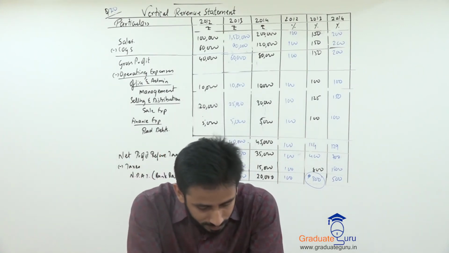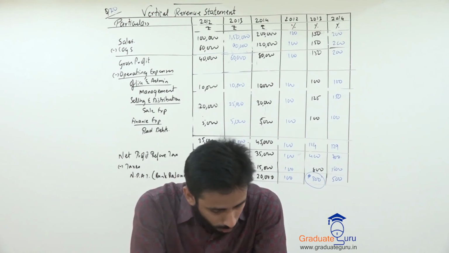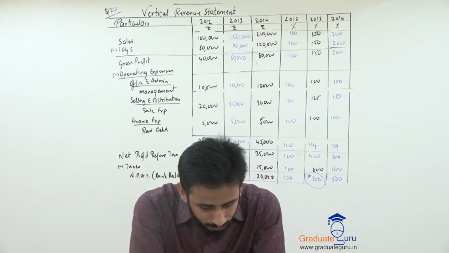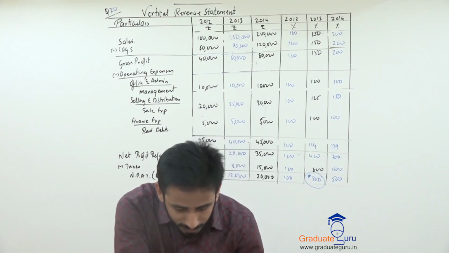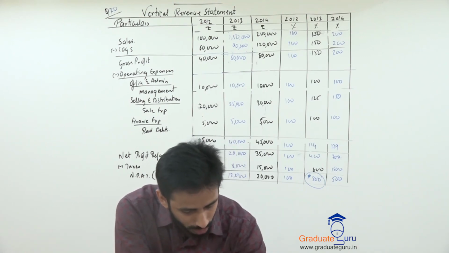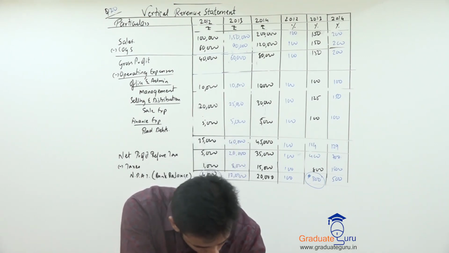Then you have fixed assets. We're done with that. Long term loan, okay. Cost of goods sold is given to you. See, GP is given for all the three amounts. Cost of goods sold is given to you for the.